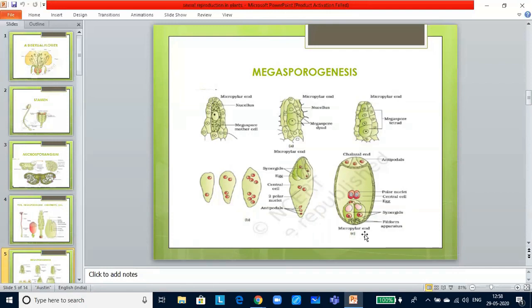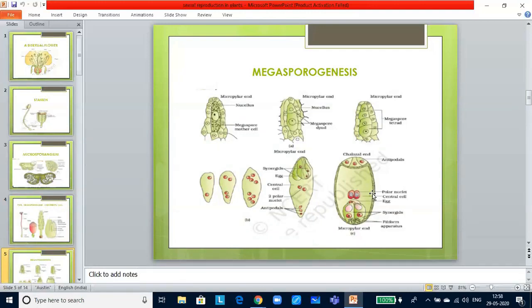In the majority of flowering plants, one megaspore is functional while the other three degenerate. Only the functional megaspore will develop into a female gametophyte, and this is what we call the embryo sac. This method of embryo sac formation from a single megaspore is termed monosporic development.